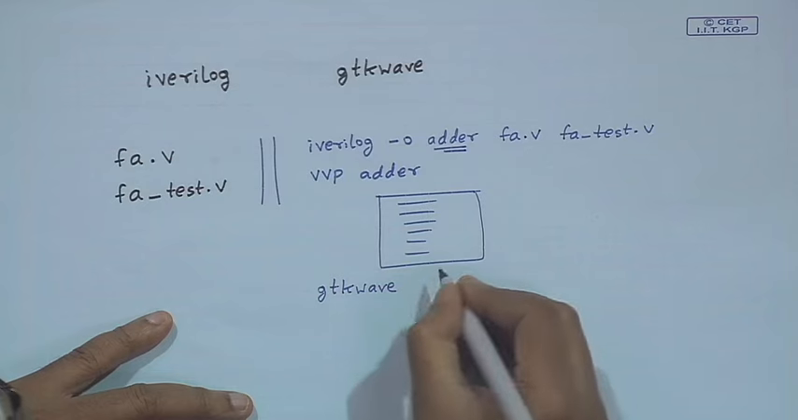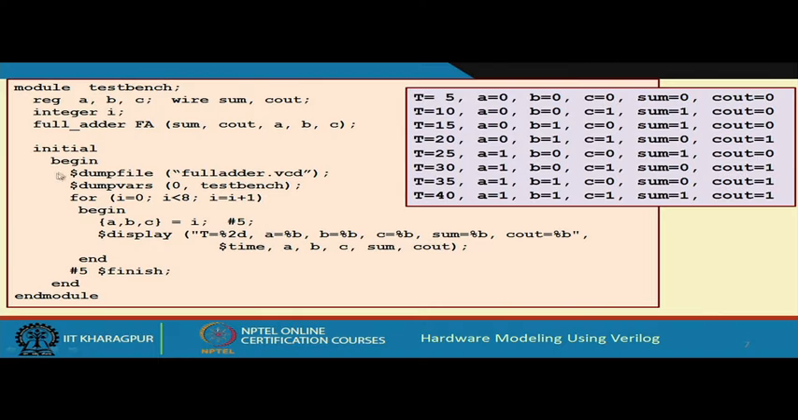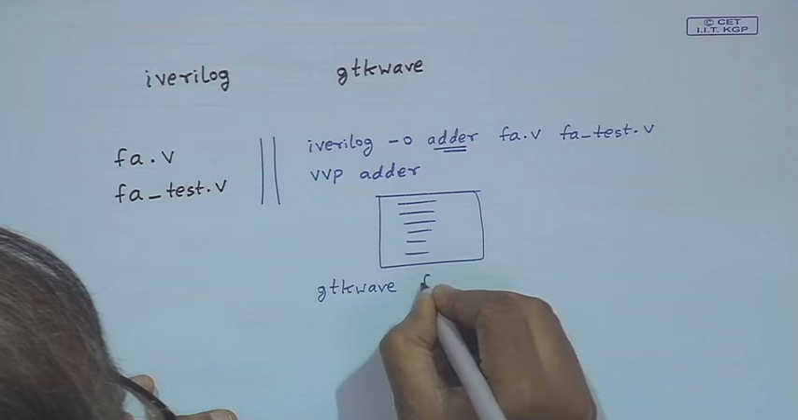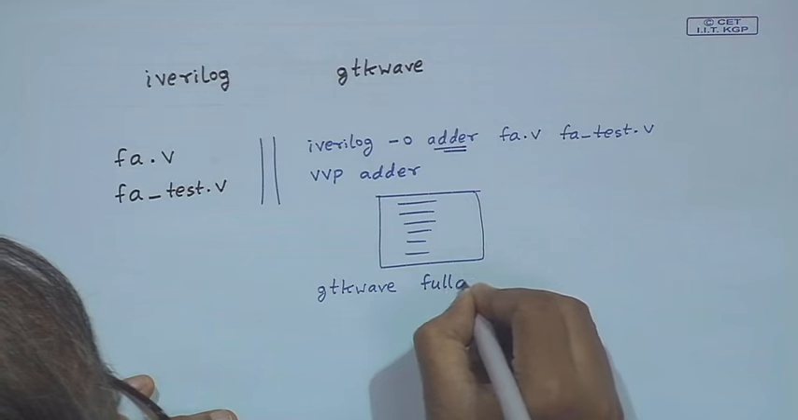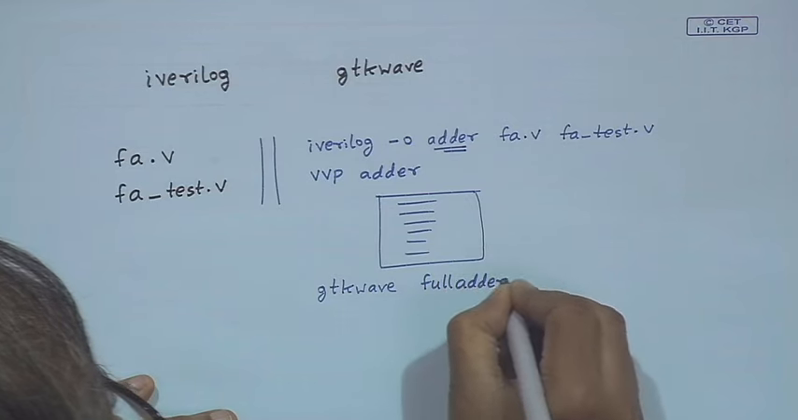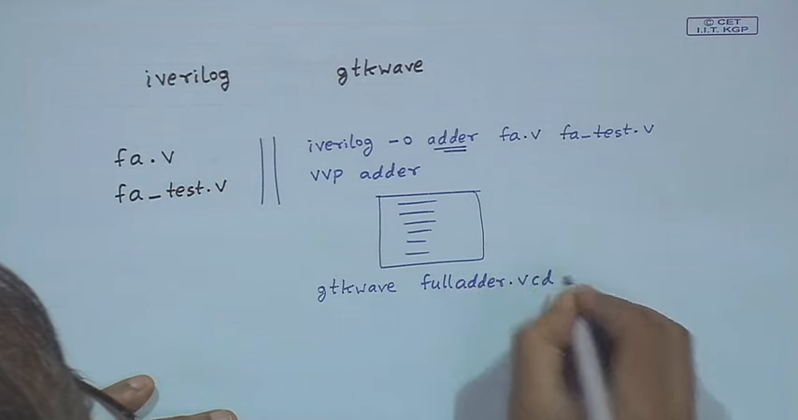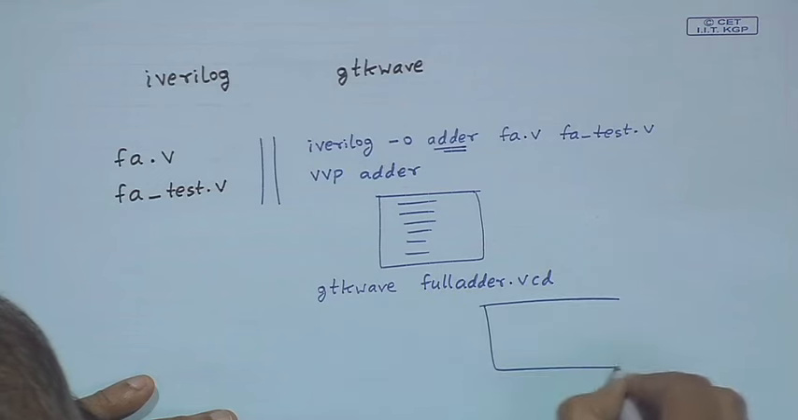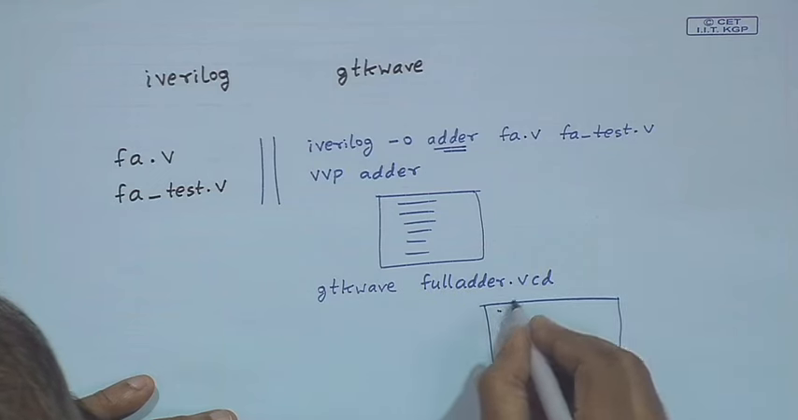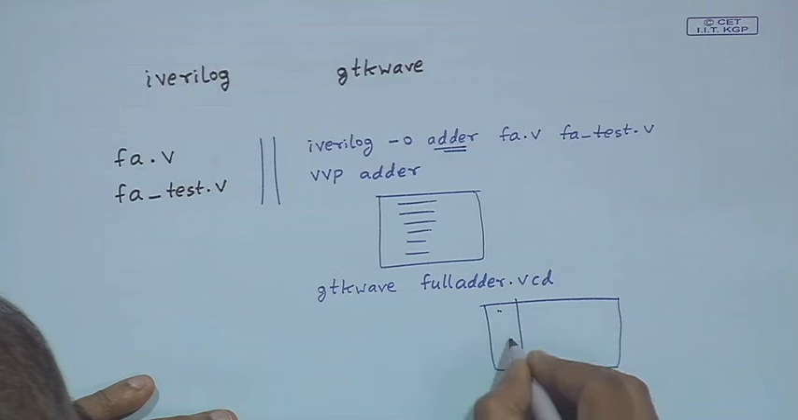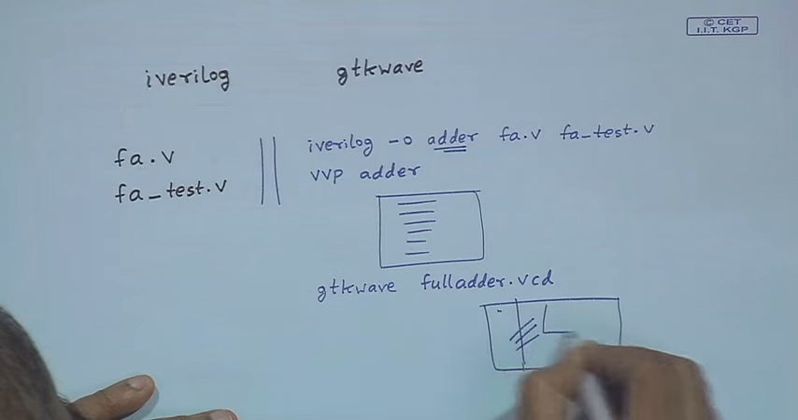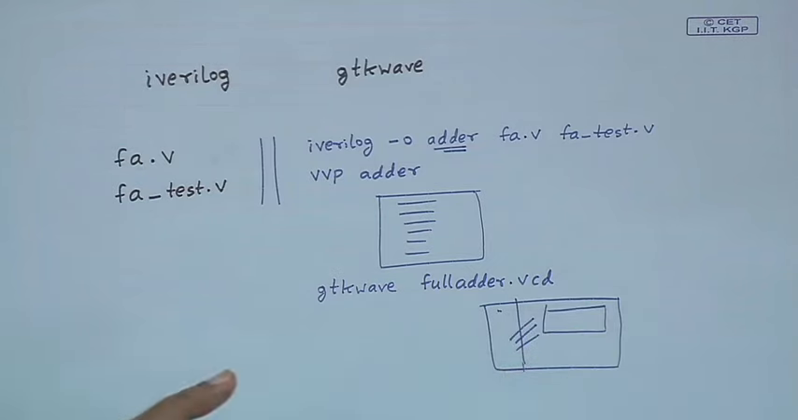See, here we have given a dump file called fulladder.vcd. So, you will have to give the name of the VCD file: gtkwave fulladder.vcd. Then the window will be opened. You can click here, pull down the variables you want to display, and you will see the waveforms here. So, let us see how.